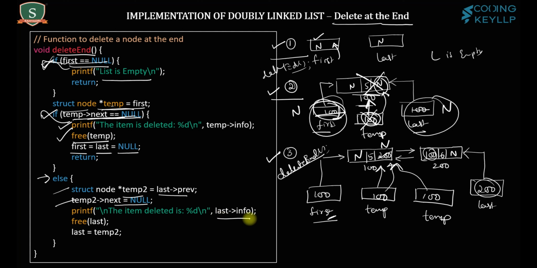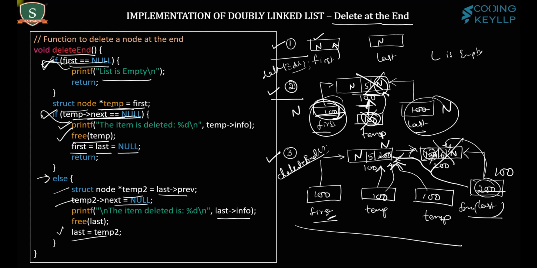And the last info will be deleted. The last value is 200, and the 200 info will be deleted. So we are calling free last. The moment you call the free last method, this memory will be deleted. Last is equal to temporary 2. So last 200 will be replaced with 100. That means we are establishing a connection over here, and this will be gone. So this is how we do delete at the end.